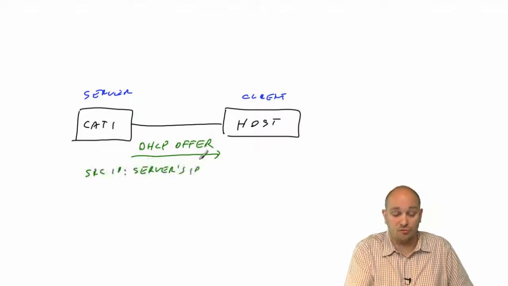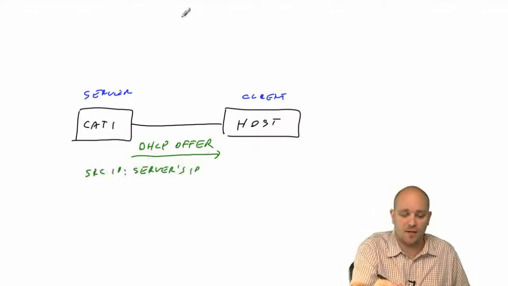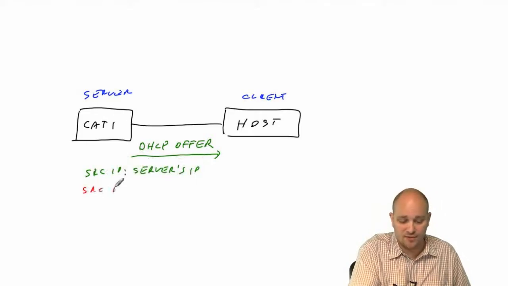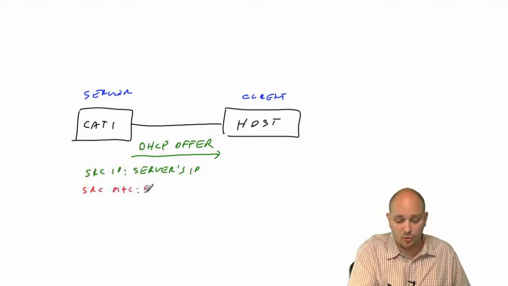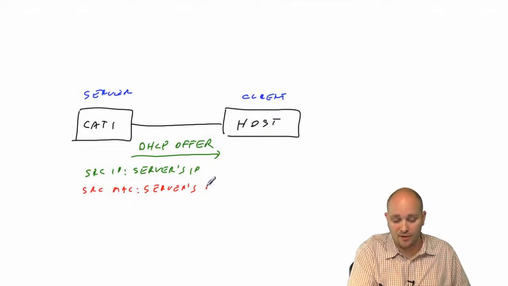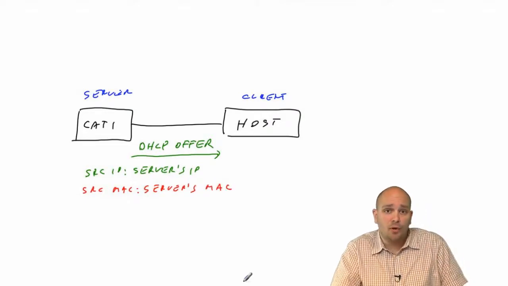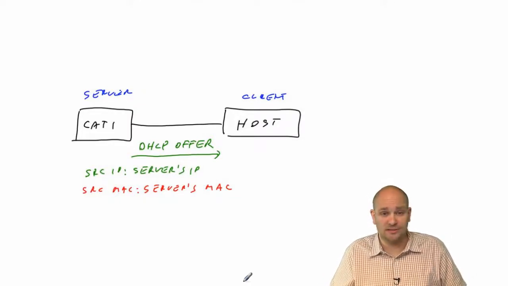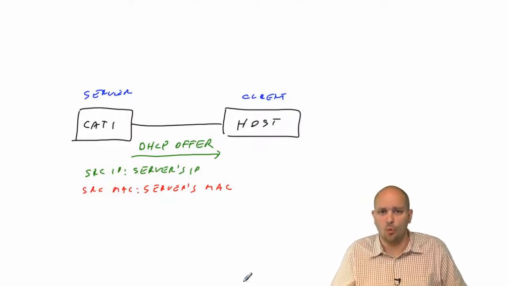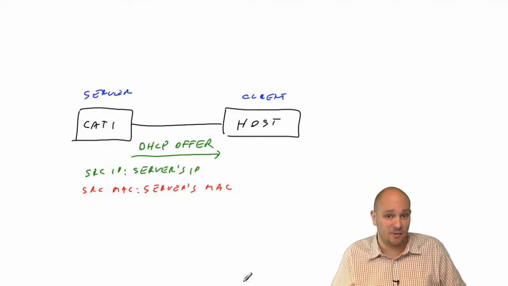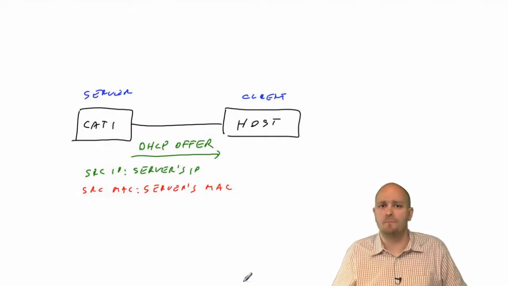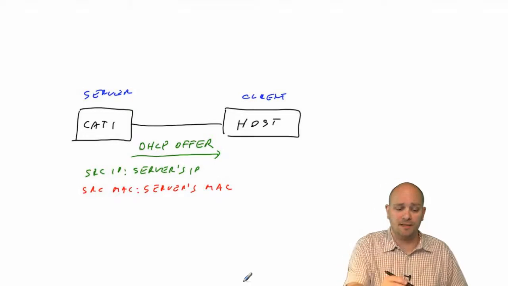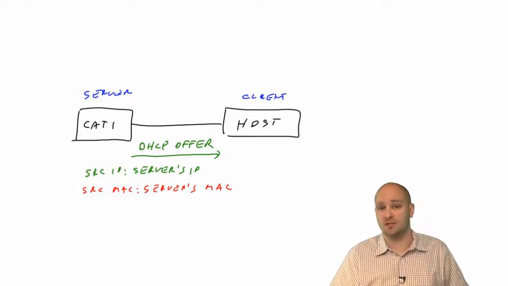Because remember, the server actually does have an IP address. The source MAC address for this traffic is going to be, of course, the server's MAC address. And at this point, I am in a little bit of a disagreement with official Cisco information about what is going to be the destination IP address.